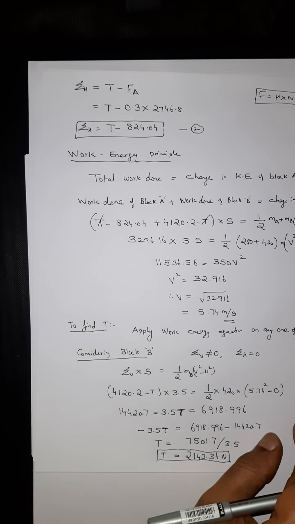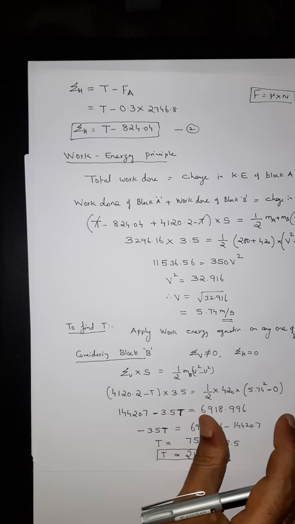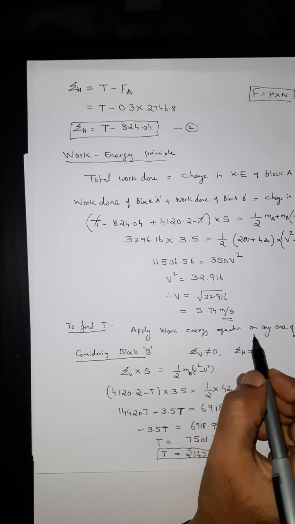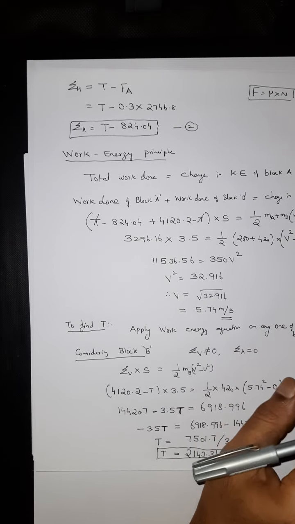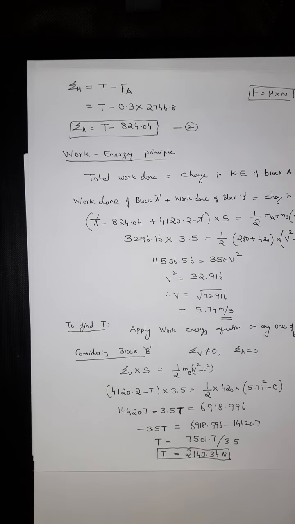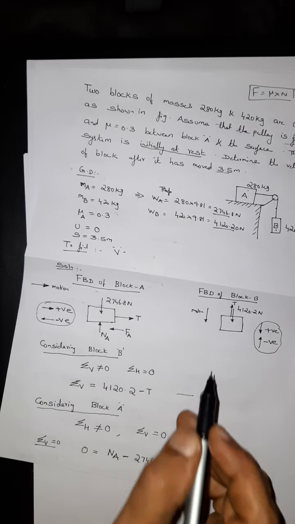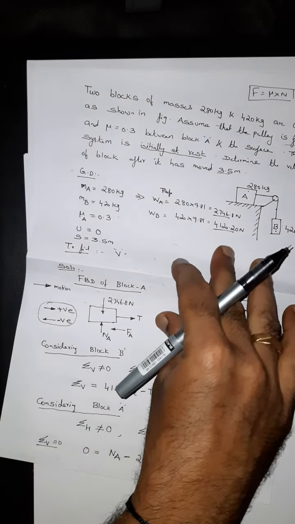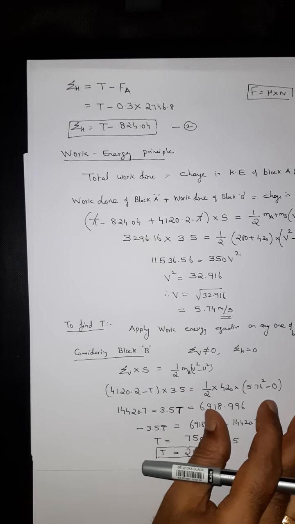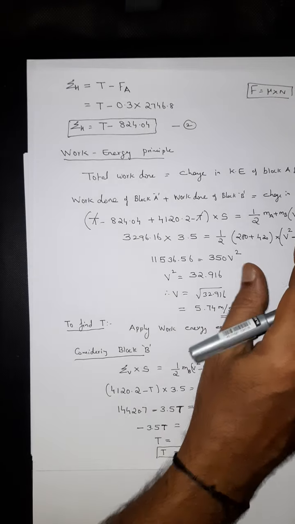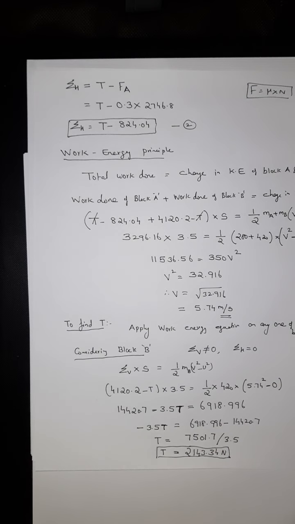Clear. So to find the value of tension, you must apply or choose any one of the body. If you choose both the body, because the tension is in the opposite direction, that gets cancelled. So remember it, while arriving at the value of T, you should consider any one of the body. Thank you.